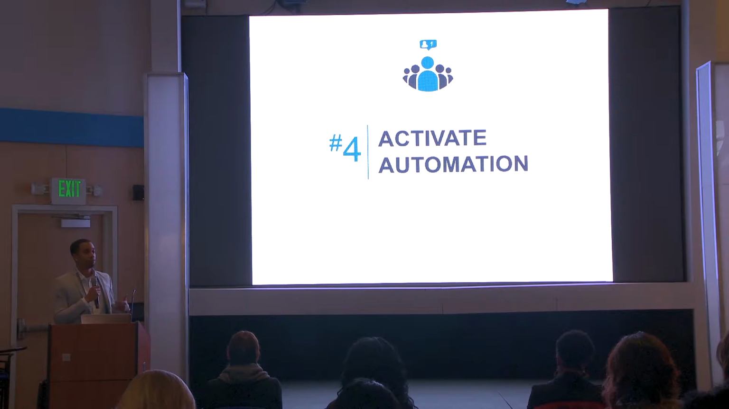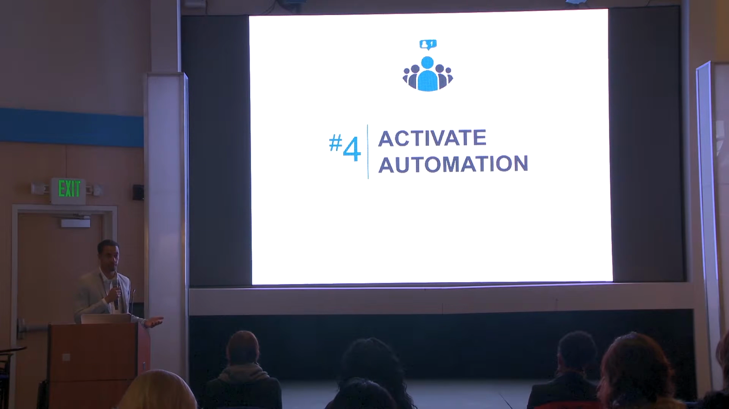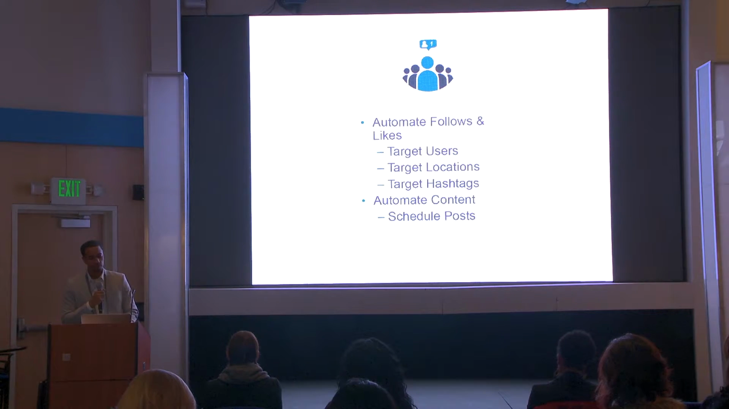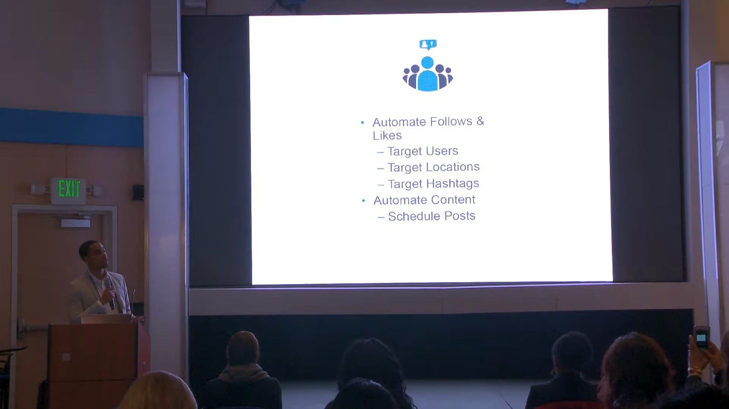Now you've finally got everything figured out, right? You know what type of people you want to come to your account. You know what they're doing on Instagram, and now you've got content ready to go for them. So now you've got to bring the traffic, right? You can automate your follows, you can automate your likes, you can target users by location and different hashtags, and you can also schedule your posts. There's apps out there that can schedule your posts for you, and I'll share some of that with you.